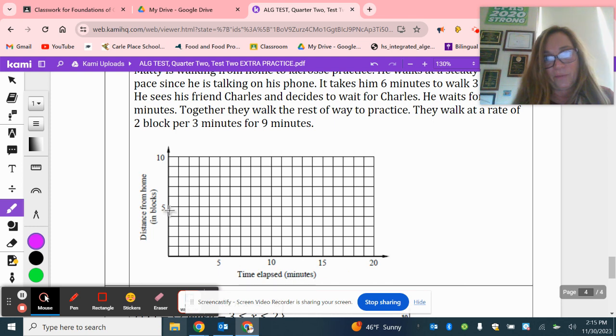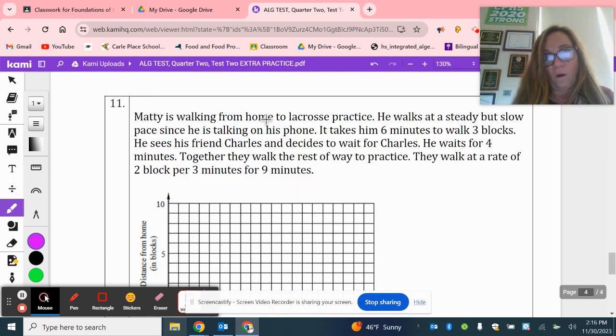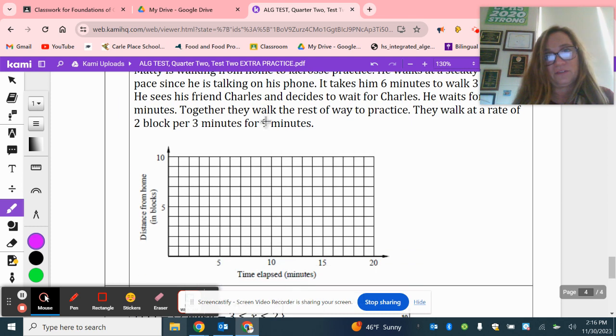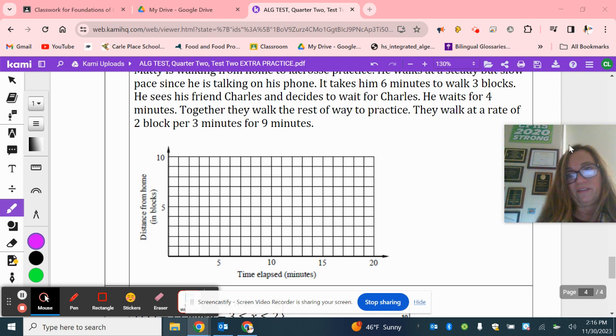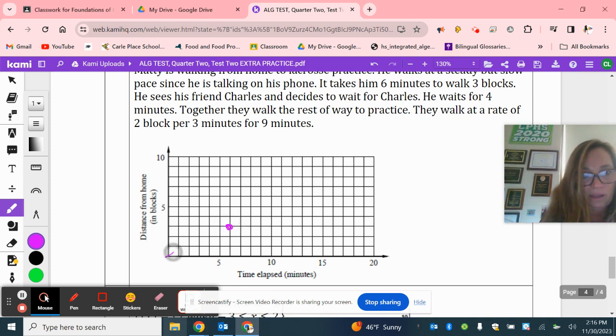All right. So Maddie is walking from home to lacrosse practice, and he walks at a steady but slow pace since he's talking on his phone. And my face is in the way. It takes him 6 minutes to walk 3 blocks. So 6 minutes, 3 blocks. He's walking from home at a steady pace, so as straight as you can make it.